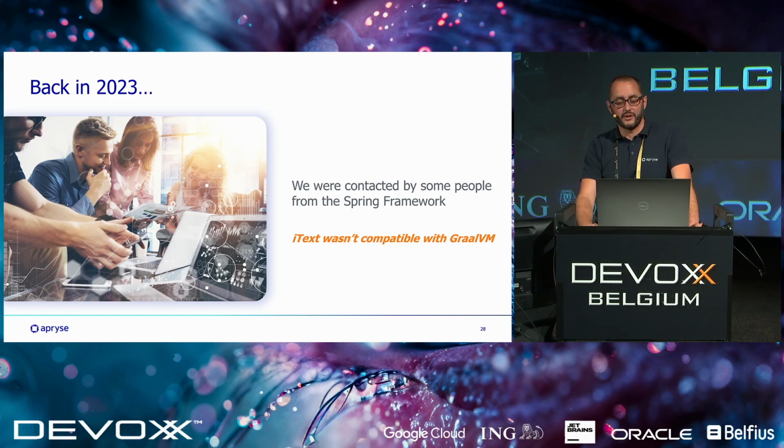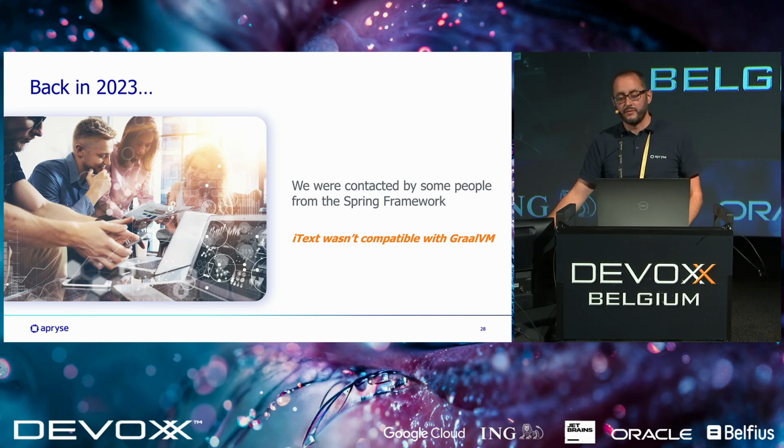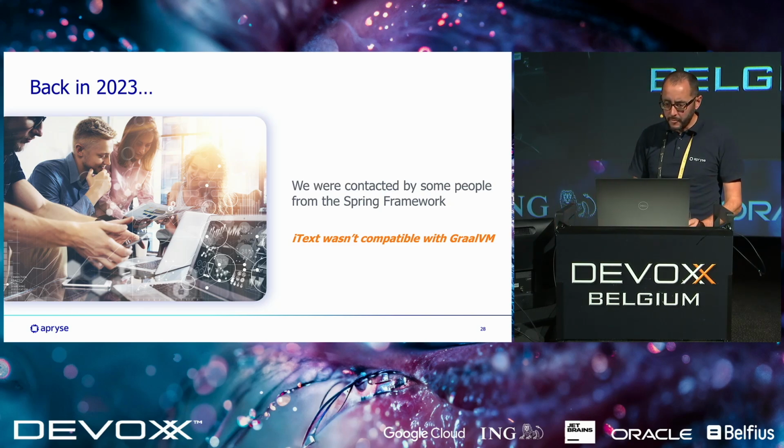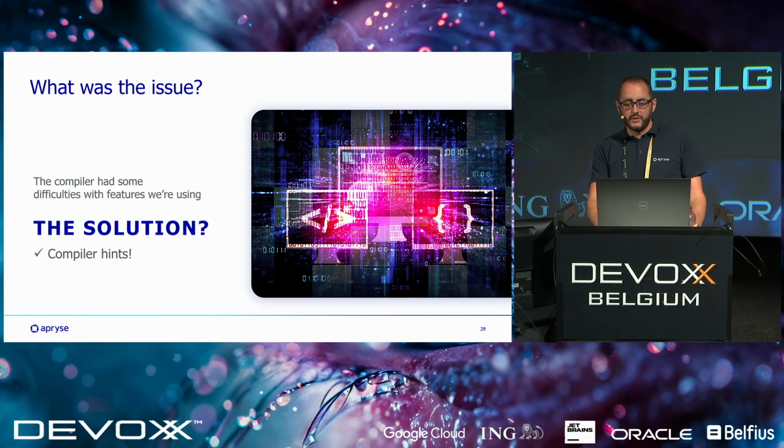Josh, the guy working for Spring, mentioned iText is not compatible with GraalVM. We have a user that wants to use iText on Graal, but is unable to use it. It compiles, but it doesn't work at runtime. So we discussed back and forth, and what was the issue? There were some difficulties with features that we were using. iText, for instance, uses reflection, which is hard for the compiler to pick up.